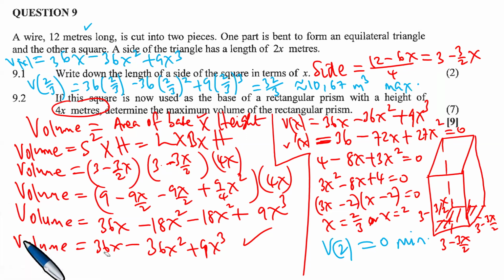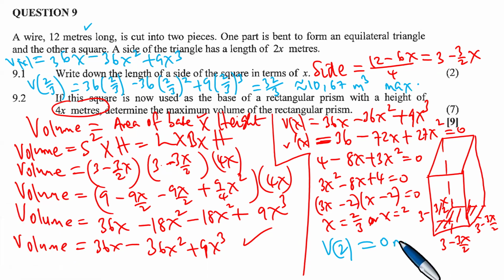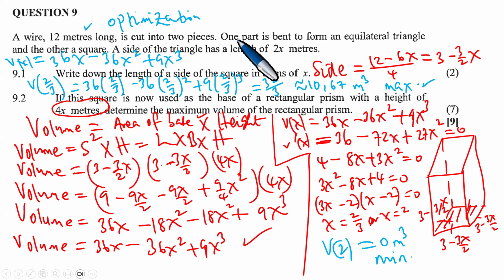Okay, so obviously we're interested in the maximum volume, so we're going to take the top one. V of 2 is 0, which is the minimum value, and this one here is the max value. So just take note of that. It was just a creative question from the examiners, but also on optimization, with graphs.